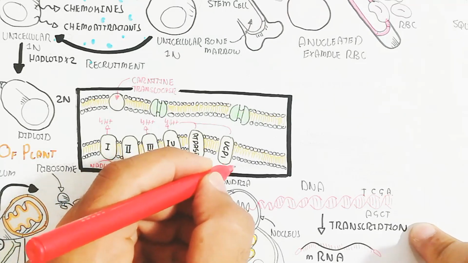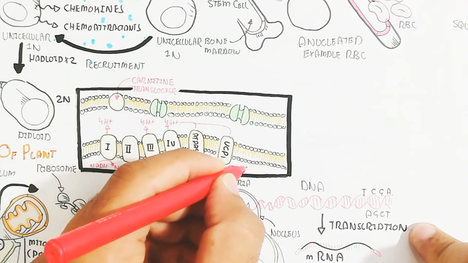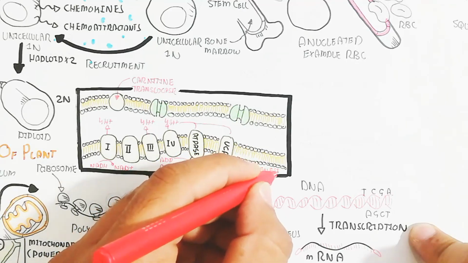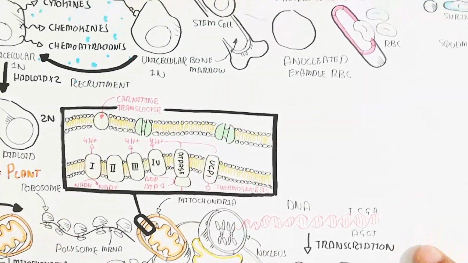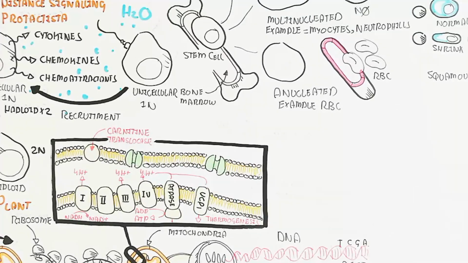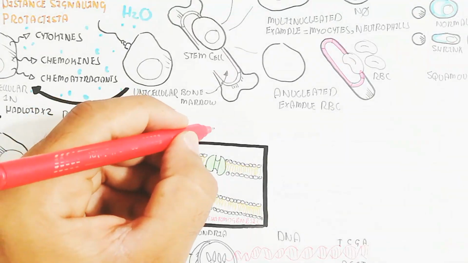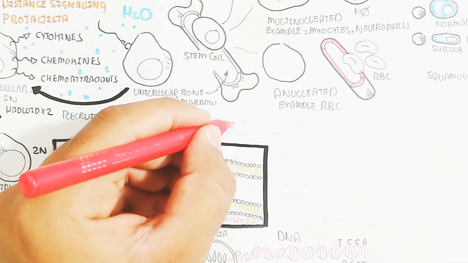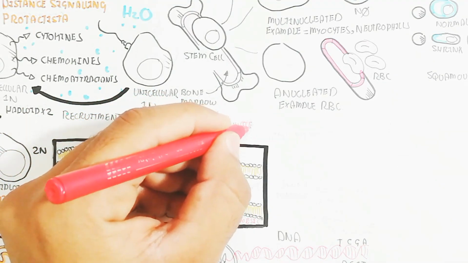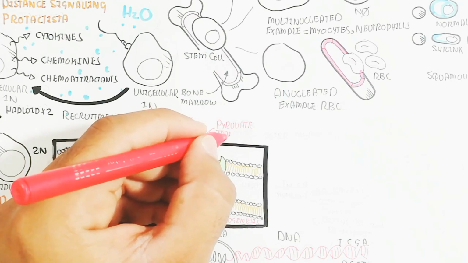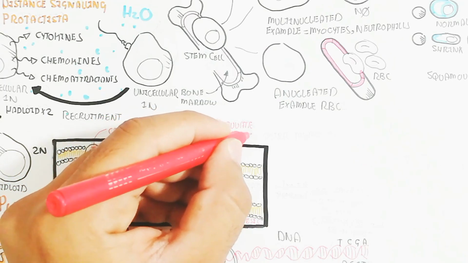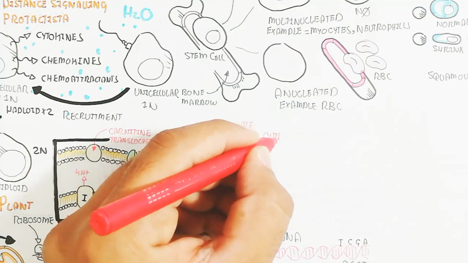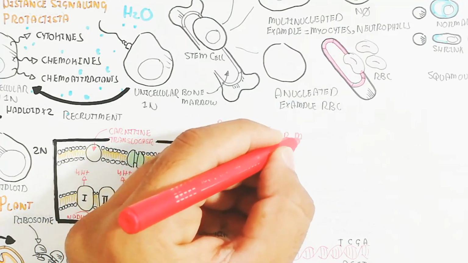From 4 protons moving inside, 1 ATP will be produced. This is the matrix, the intermembrane space, the outer membrane, and the inner membrane. This is the pyruvate transporter. This pyruvate transporter channel allows transport of pyruvate, and in this way the pyruvate will move inside.